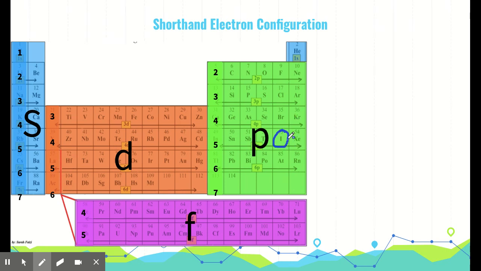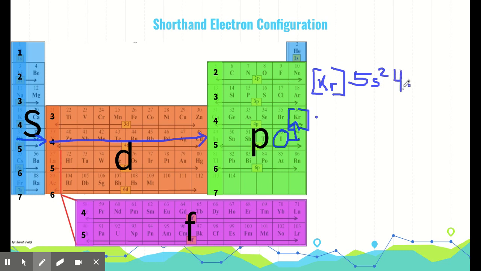So for the shorthand version of iodine, you're going to go to the noble gases and then up 1. So you would put krypton in brackets to begin, and start from here. Okay, so I'm in the 4th sublevel. So I'm going to come down here, and I'm going to go 5s2, 4d10, because I'm going all the way across, and then 5p5.